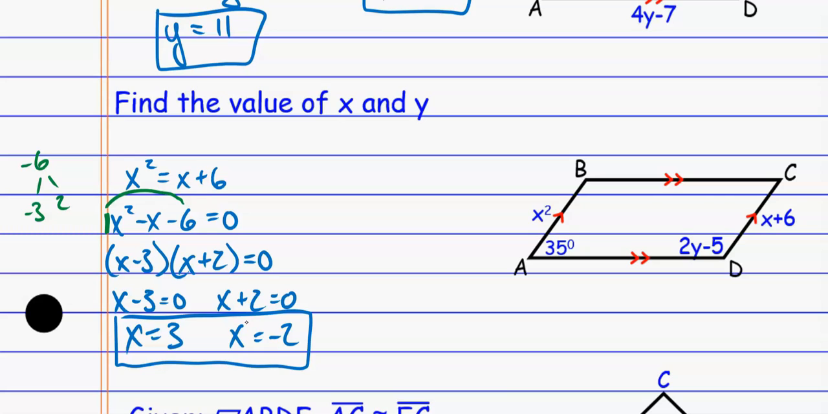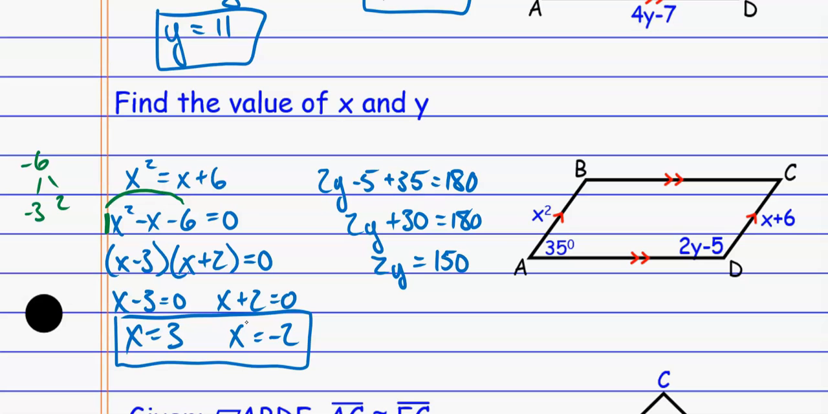And then when I look at the angles, angle A and angle D, those are consecutive angles, which means they're supplementary, which means the 2y minus 5 plus the 35 has to equal 180 degrees, okay? So they're supplementary. I'm going to combine like terms. Sorry, that's a plus sign. And I subtract the 30. Sorry, I got a little ahead of myself. Now I subtract the 30. There we go. There's the 150. And divide by the 2.